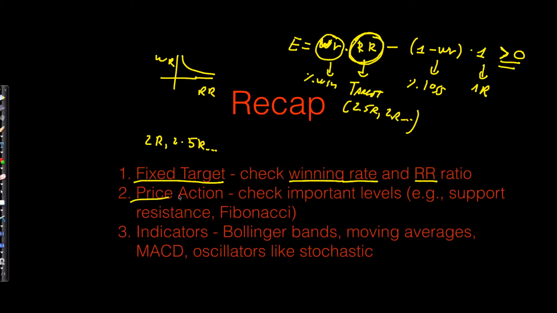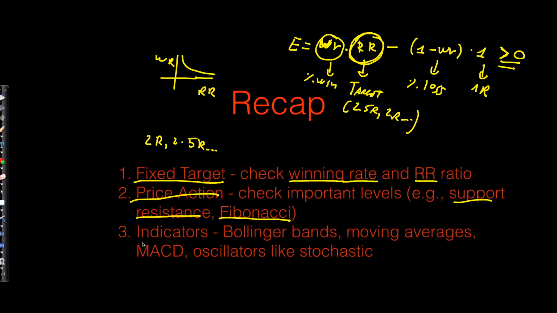Number 2, we have price action. Price action means we check important levels. It can be support if you're shorting, resistance if you're going long. You can use Fibonacci as well, or you can use some of the patterns that I described in my previous video about the Japanese candlesticks. And you can also check if the target you identify with price action is compatible with a minimum requirement that you have. Maybe you want at least 2R, and this can be an additional filter to decide if you take the trade or not.